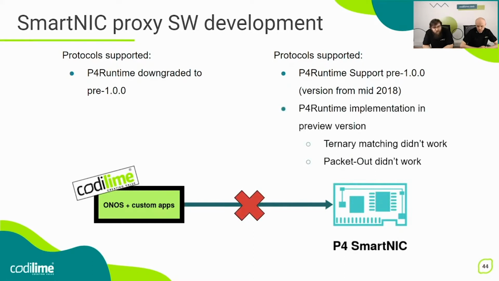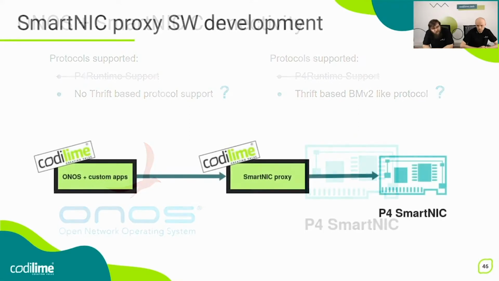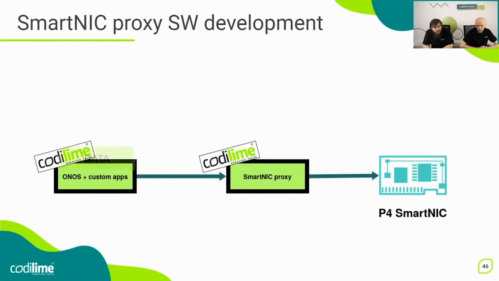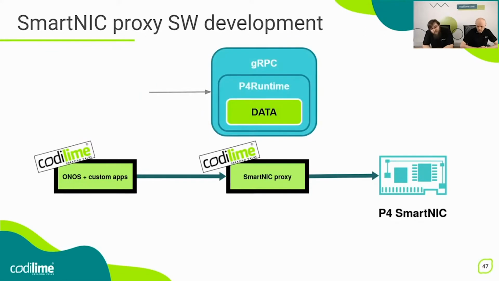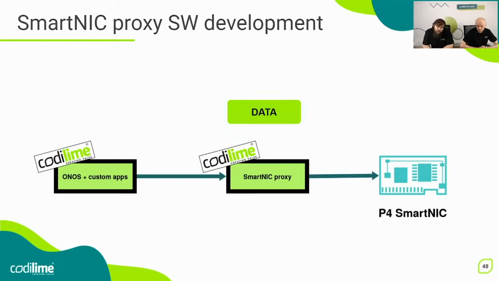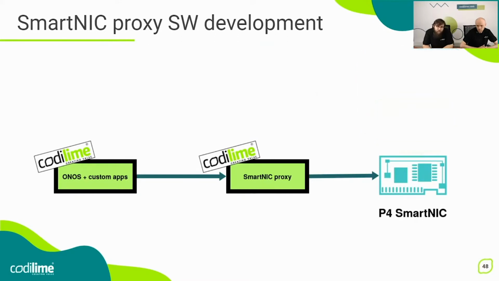The RTE which we got from Netronome seems to have some limitations. For example, it was not possible to use ternary matching. Also, the packet-out mechanism was not implemented. As you can see, it was not possible to make it work according to our expectations. Then we started to think about how to deal with it. There is a Thrift-based protocol supported by the SmartNIC, but ONOS southbound doesn't contain it. So we made a decision to implement a SmartNIC proxy. ONOS populates firewall tables with the P4Runtime protocol, which is accepted by the proxy's gRPC server. After that, this data is repacked with a Thrift-based protocol and sent to the SmartNIC.